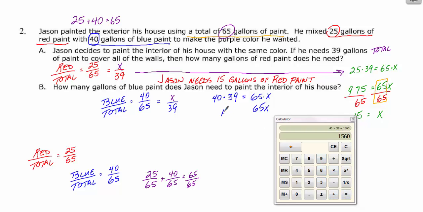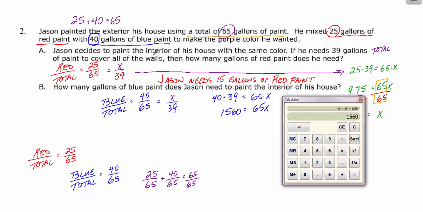Let's bring our friendly calculator back and clear it out and do 40 times 39. That is 1,560. 65 is still my coefficient. You might already know how much blue paint before we even get to this part, because you might have done it a little bit differently, and I'll show you that in a moment. Anyway, 65 is my coefficient, so divide by 65. That gives me x right here.